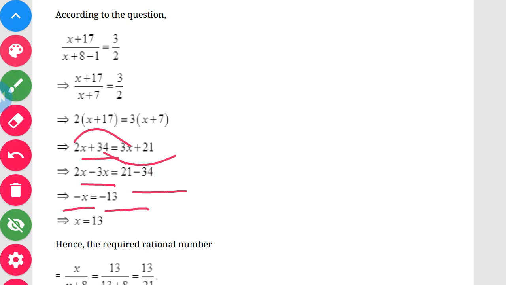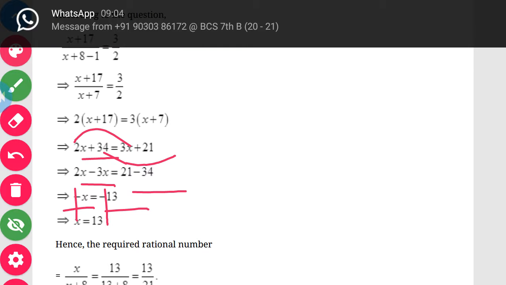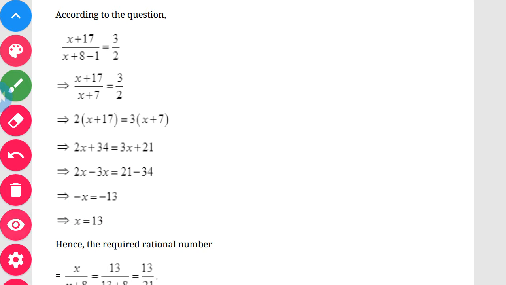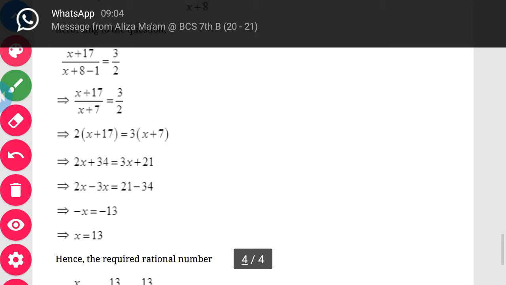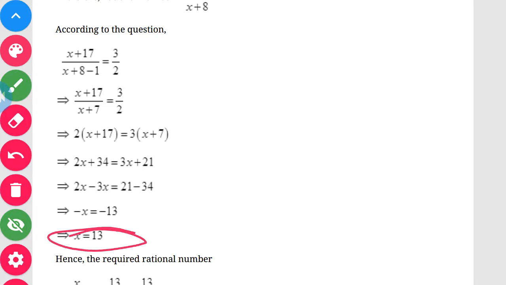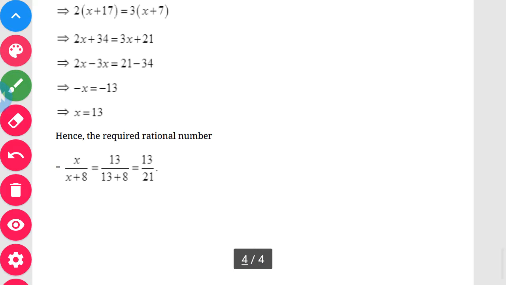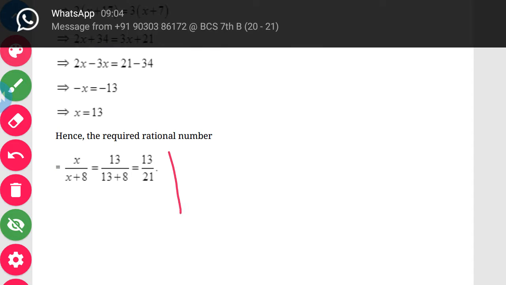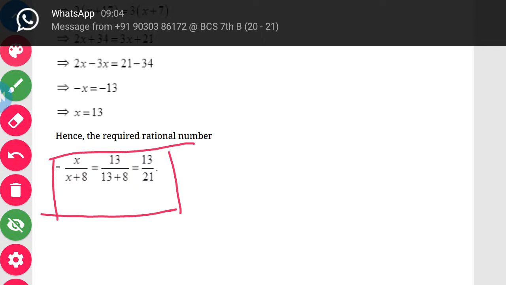Just check it, you will get to know. Minus and minus get cancelled, and the answer you are going to get is x equals 13. That means the numerator was 13 and the denominator is 13 plus 8, which is 21. So the rational number is 13 by 21.